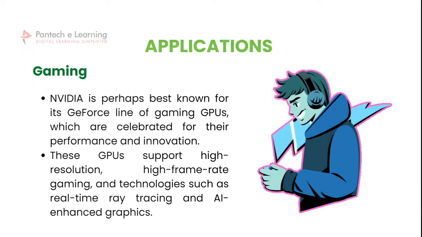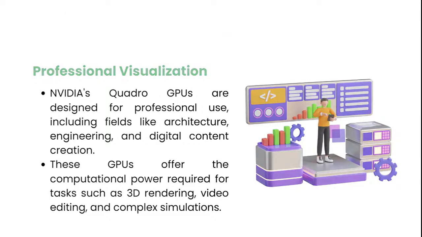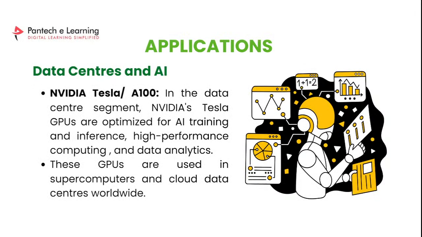Okay, and then the second thing is professional visualization. Nvidia's Quadro GPUs are designed for professional use, including fields like architecture, engineering and digital content creation. These GPUs offer the computational power required for tasks such as 3D rendering, video editing and complex simulation, right? And then here comes data centers and AI, right?